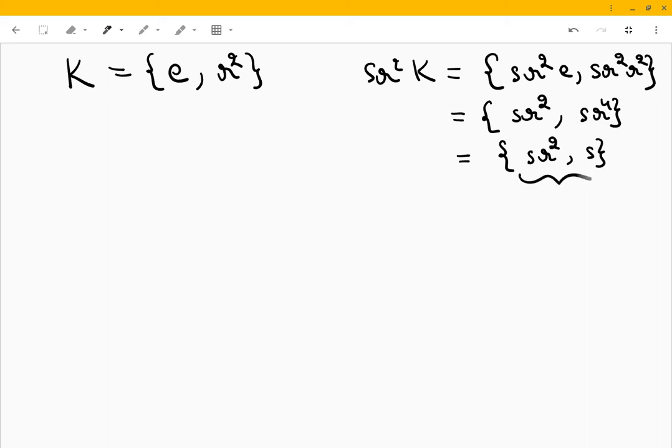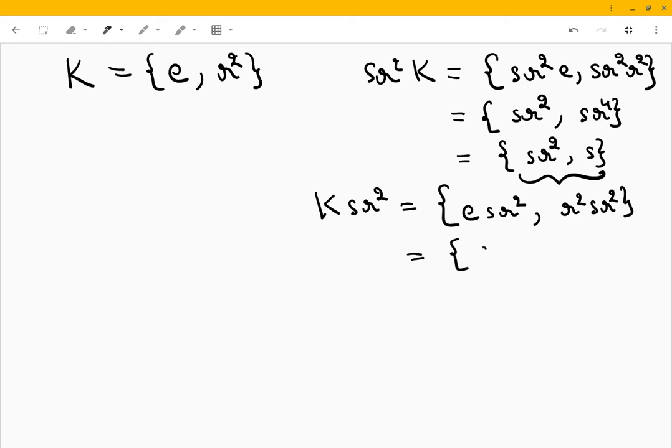So this is our left coset for SR square. Let's find our right coset for SR square. You can speed up the video if it is too slow for you. ESR square and R square SR square. So this is nothing but SR square, and this is nothing but S. Left coset is equal to the right coset.